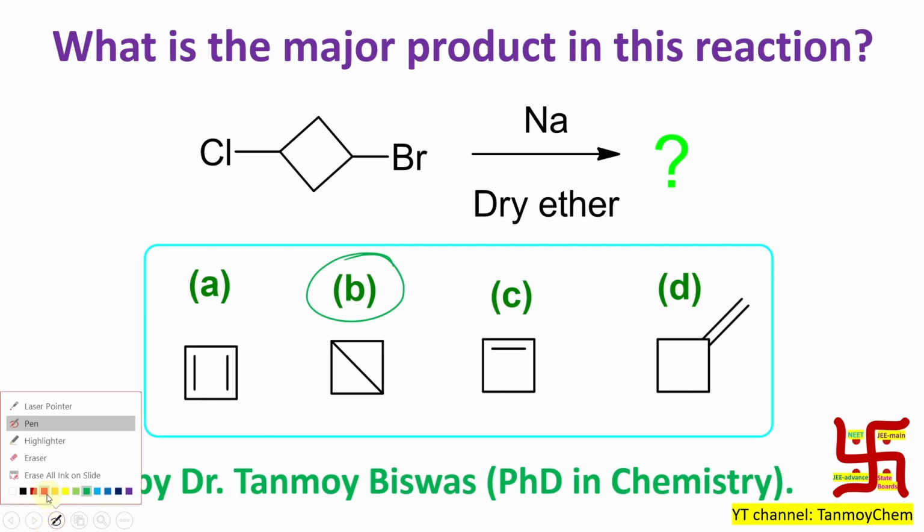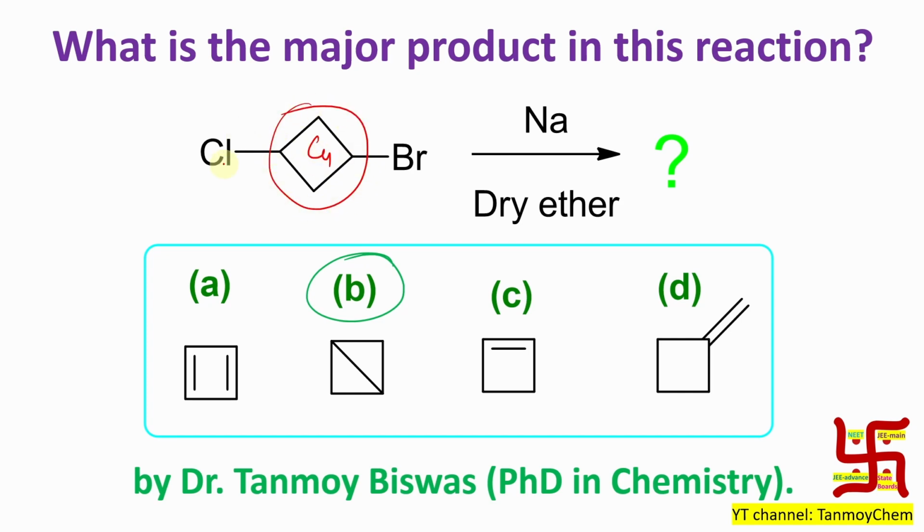Now if this question appears in your exam, how can you solve it in less than 30 seconds? Student, for that purpose I always suggest look at the carbon count. It's a C4 substrate, carbon 4, C4 ring. And if you look at option D, it's a C5. It is illogical. I have given sodium, ether, nothing extra. Now if you say Wurtz reaction, it's a dimerization, then it should be C8. Why C5? Not possible. Gone.